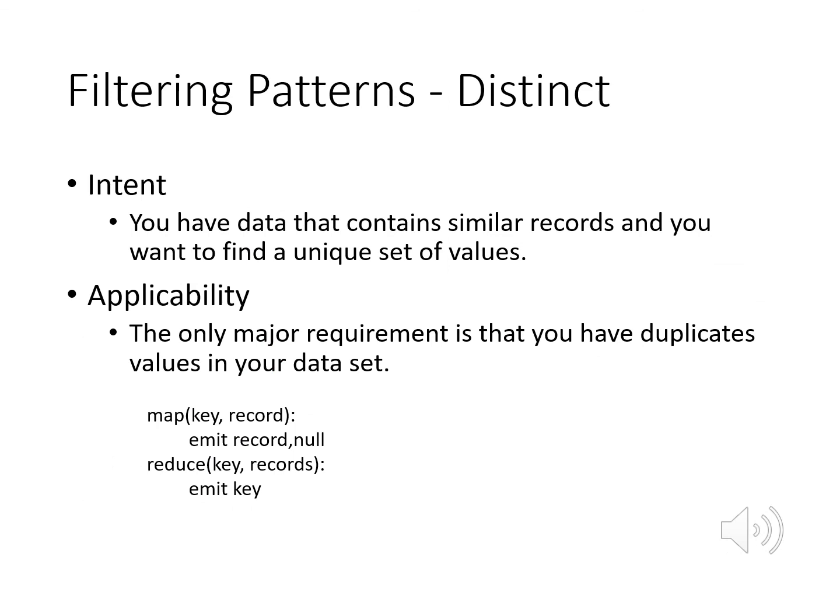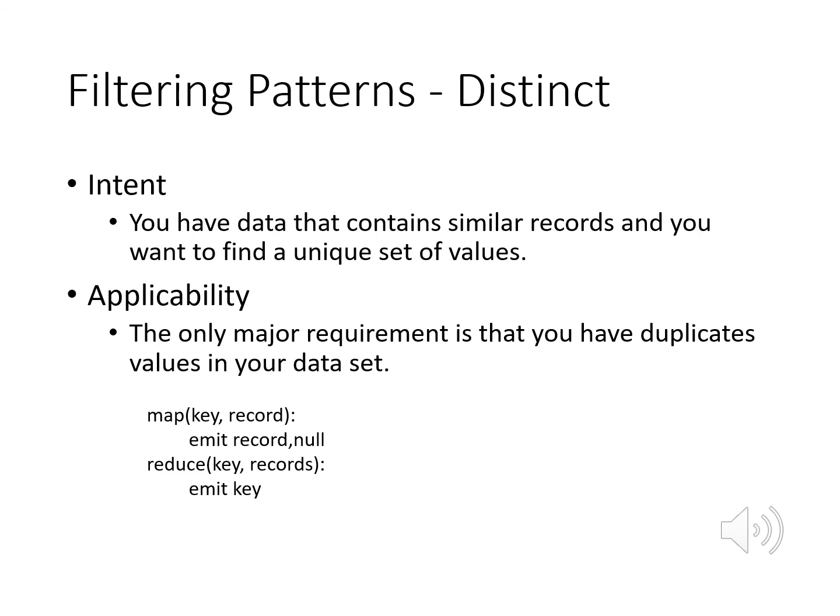Okay, sometimes we want to get the distinct values from a data set. For example, for the weather data set, there are multiple stations that report the weather every day. Then out of the entire data set, what are the unique stations? Then we will need to use a distinct pattern here. The intent for the distinct pattern is that we want to find a unique set of values from some similar records, and the requirement for the pattern is that we have duplicate values in our data set.